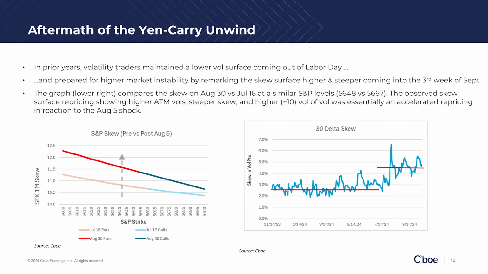So both cross-sectionally, which is the graph on the left, and as a time series, which is the graph on the right. Now, as a reminder, what skew is, it's the relative demand for puts versus calls on behalf of portfolio managers. So basically, as the demand for puts increases, skew tends to rise, and as the demand for puts declines, skew tends to fall.